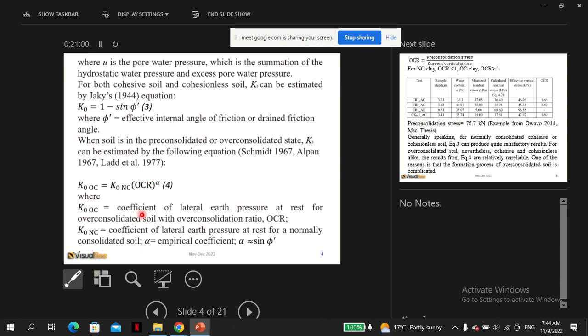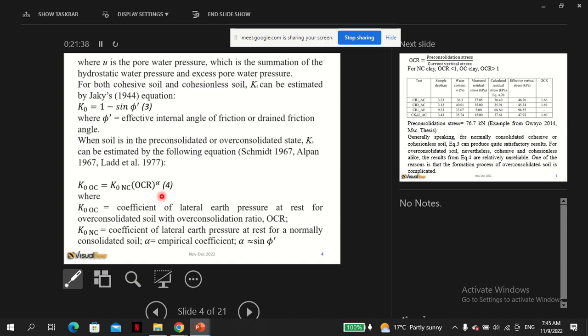So this is the coefficient of lateral earth pressure at rest for over consolidated soil. OCR, of course, is the over consolidation ratio, and K naught is the coefficient of lateral earth pressure for normally consolidated soil, which is estimated by the Jaky equation, and alpha, this value here, is estimated as sin phi prime.